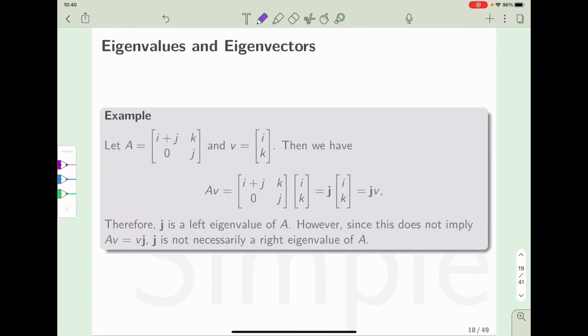An example here shows that J is a left eigenvalue of the matrix A. But if we put J on the right side, the equality does not hold. So we see that a left eigenvalue is usually not a right eigenvalue, and vice versa.